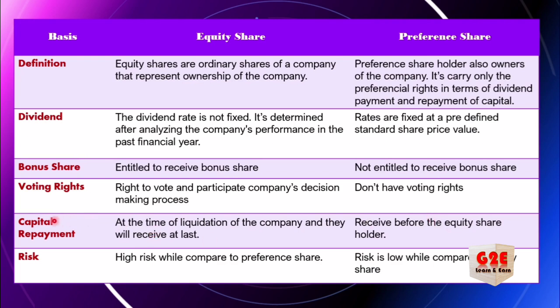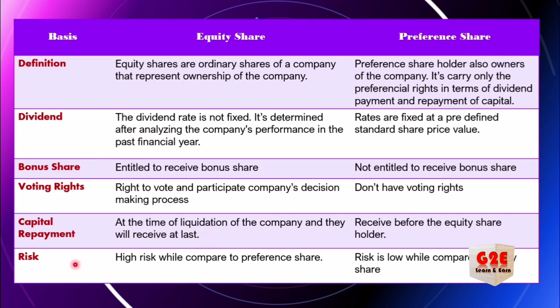Okay. And for capital repayment, I already told you about this earlier, right? If you are investing 1 lakh or 10,000, the preference shareholders will receive their money first if there is any bankruptcy or if any default happens in a particular company. After that only, equity shareholders will receive, based on the book value of the shares.